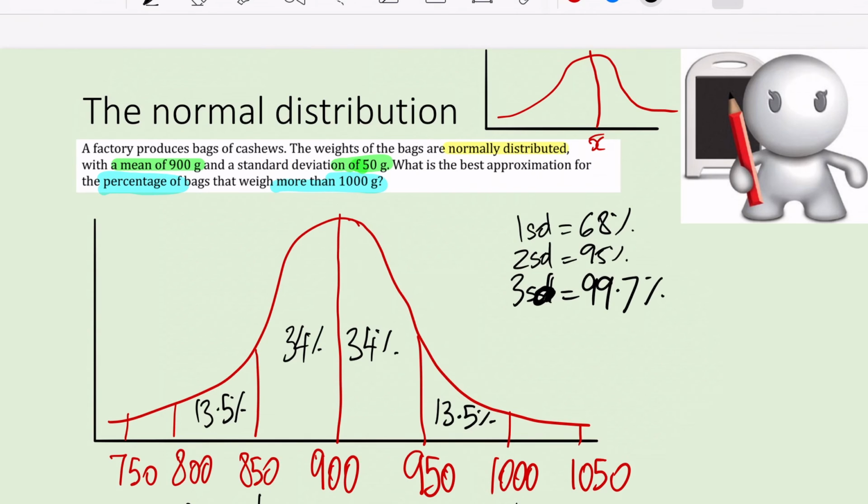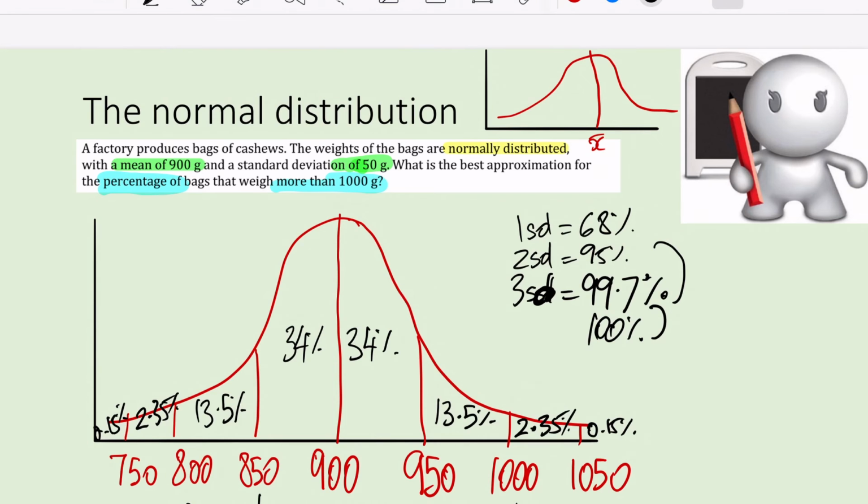Now all of this data is given to you on your reference sheet, so you don't need to remember these numbers. All you need to do is to be able to split them up. What's the difference between these two numbers? Well, it's 4.7. Divide that by 2, you're going to get 2.35% and 2.35% over here. Then obviously 100% take away 99.7 is 0.3. Half of that is 0.15 and 0.15. And that's how you would fill in the percentage breakdown.